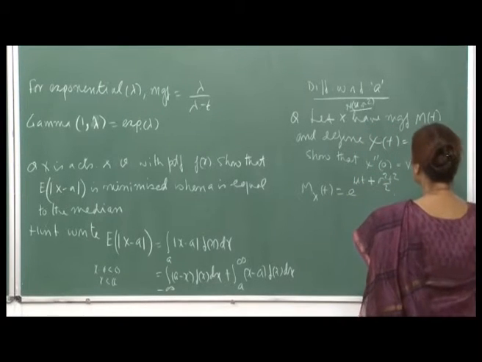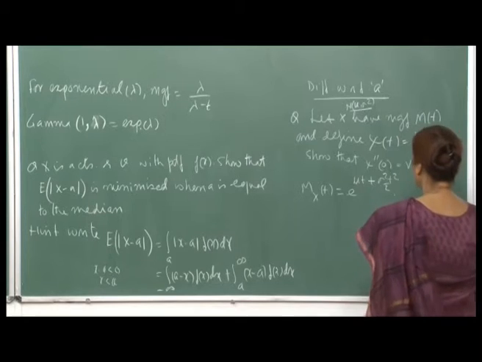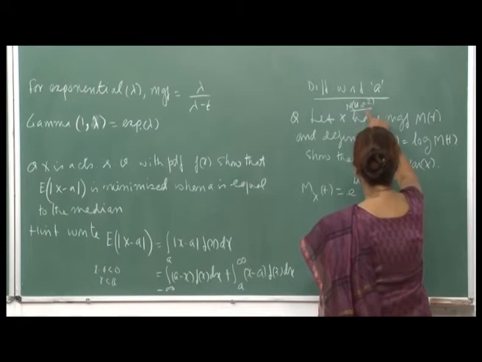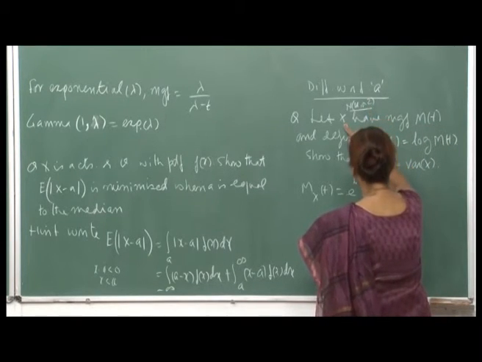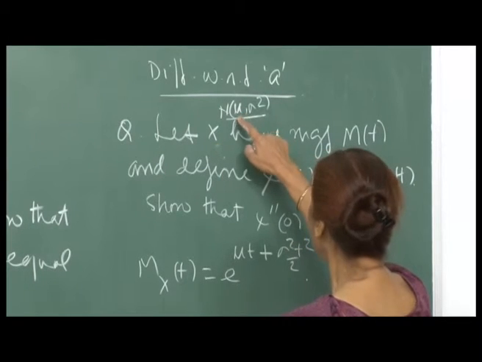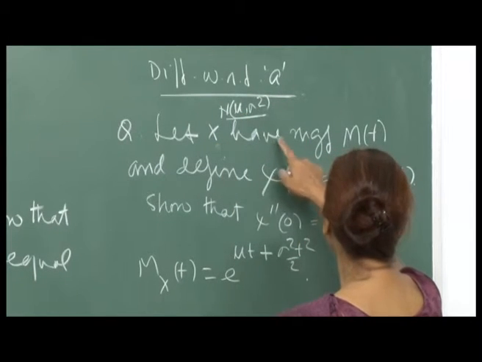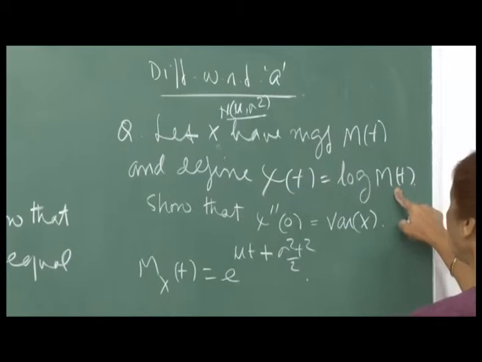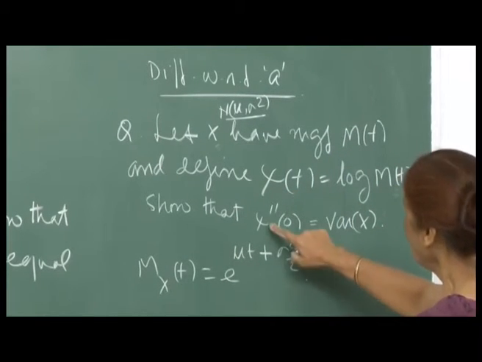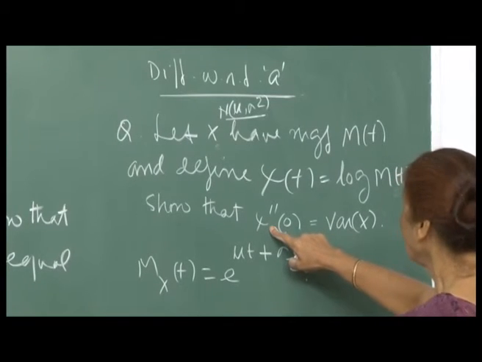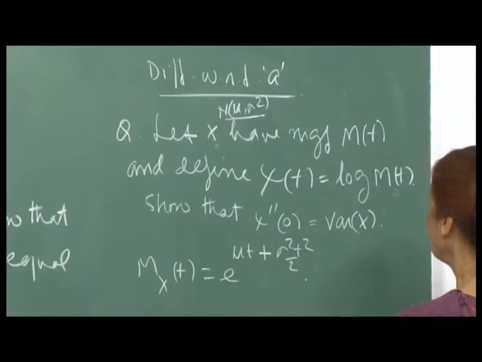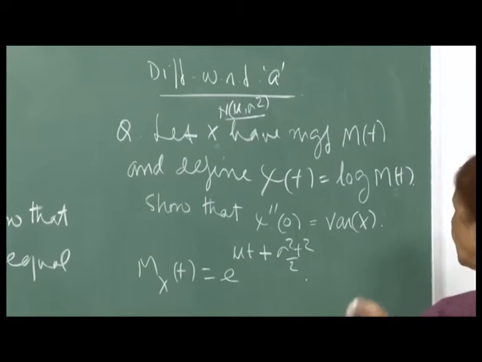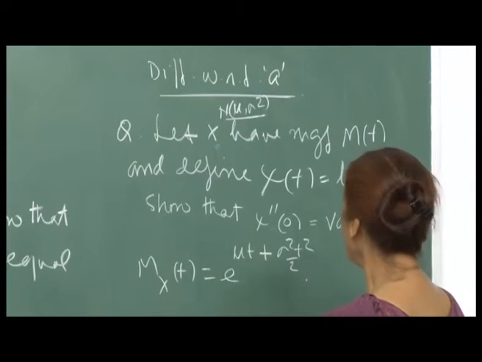Now, similarly, just take an example. Let X be normal with parameters mu and sigma square, and let it have MGF M(t). Define psi of t as log of M(t). Then show that the second order derivative of psi at 0 is the variance of X. So there are interesting functions that you can define through your M(t).